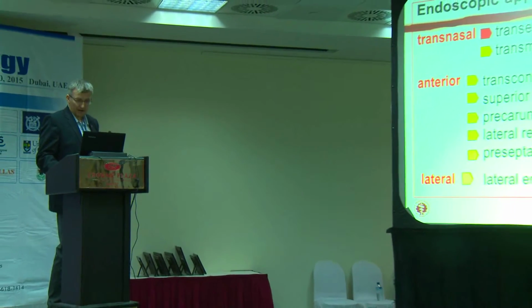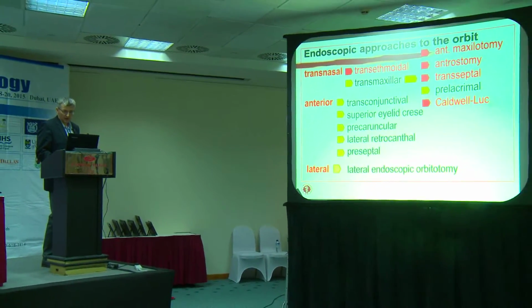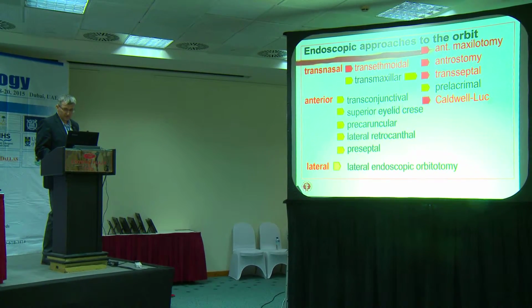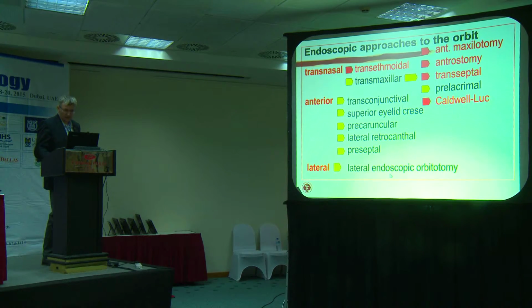There are numerous ways of approaching the orbit endoscopically. We have three main types of approach: transnasal, anterior, and lateral. The most commonly used are the transethmoidal approach and the transmaxillary approach. As you can see, those marked in red are typically used. Others are used very rarely, in very specialized centers.